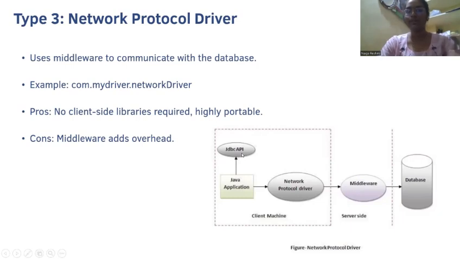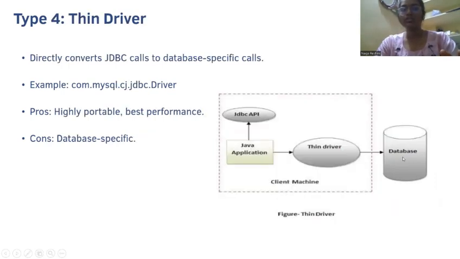Here's the diagram of the Type 3 network protocol driver. Here's the JDBC API. We have the network protocol driver, and in the middle, on the server side, we have middleware to connect to the database. On the client side, we only get the connection. And the issue that we face in the Type 2 driver, that is using client-side libraries, is removed here.